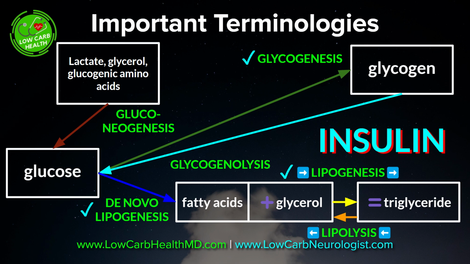And then inversely, it also inhibits the reverse processes. It inhibits the formation of glucose, the breakdown of glycogen, and the breakdown of fats. So that's why if you have high levels of insulin, you will grow faster and faster and faster. There's no other way. That's the science.